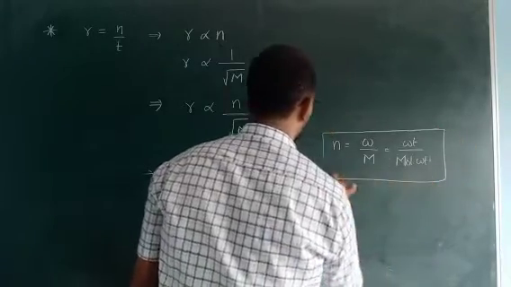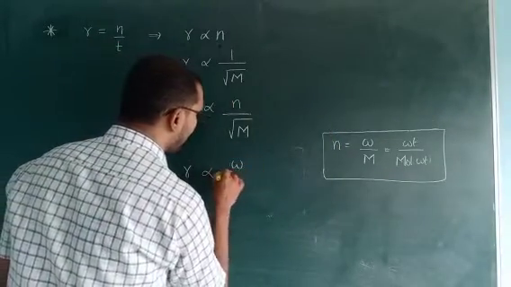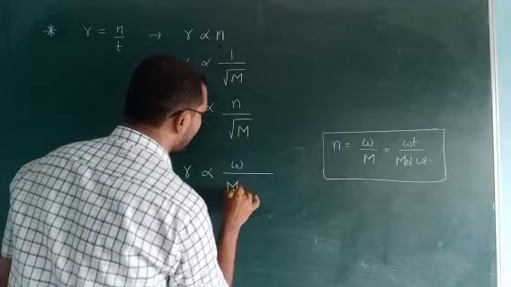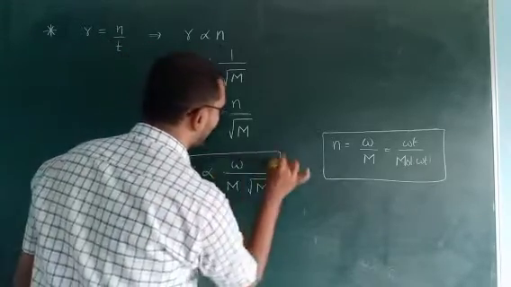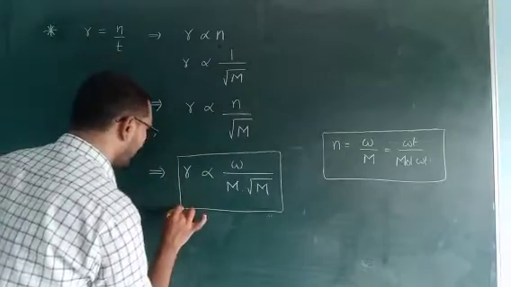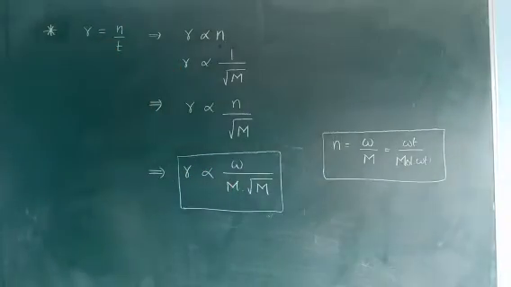Now substitute this one here. R is proportional to N means weight by molecular weight into root over N. This is also useful for problems. In place of proportional we can write equal to. Okay, Nandi? Right? This is another formula and another important relation.